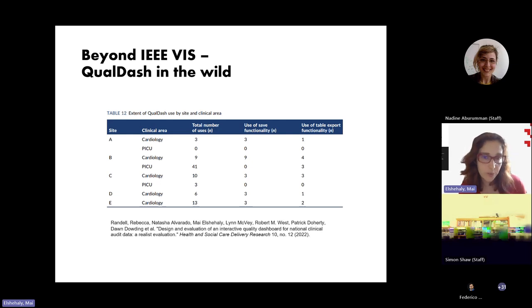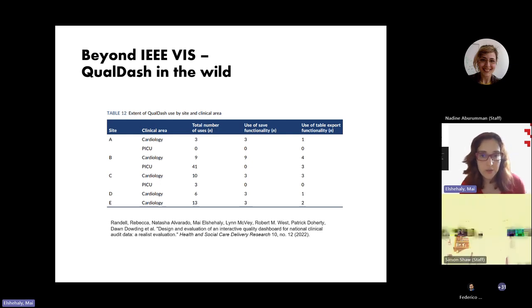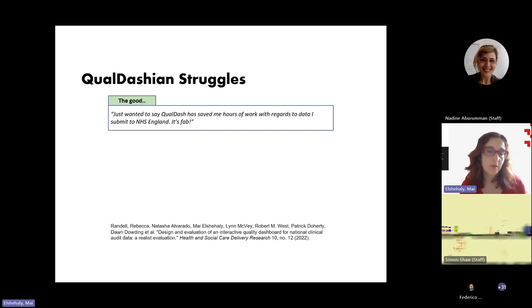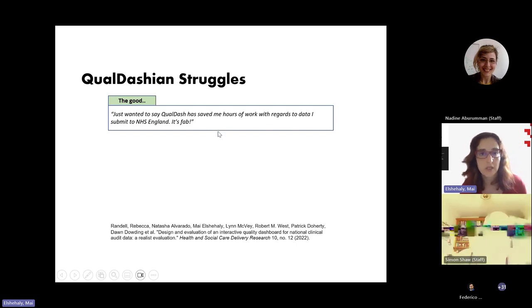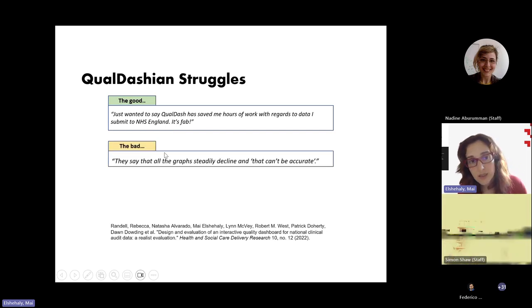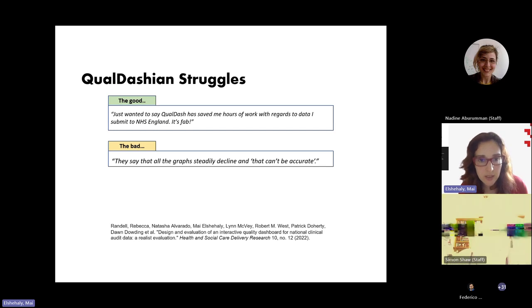And that was quite a surprise because, again, our stakeholders were involved throughout the entire process, and we made sure that they were part of the entire co-design process. So we started asking questions, and we got some really good feedback. So things like, just wanted to say, Qualdash has saved me hours of work with regards to data I submit to NHS England. It's fab. There were less positive things that people were saying. For example, the graphs steadily decline, and that can't be accurate. So this is a case where it wasn't matching what they would expect to see.